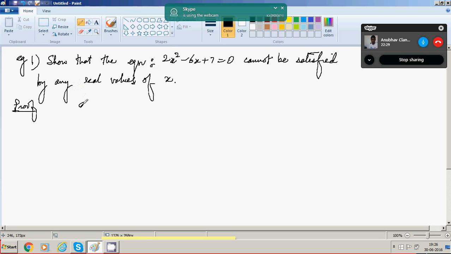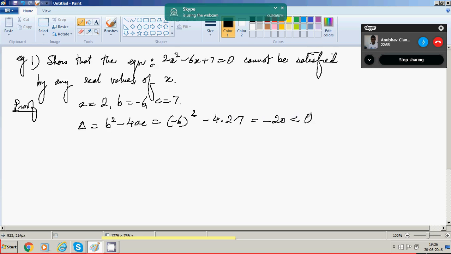So what do we do here? Compare it with the standard equation: a equal to 2, b equal to minus 6, c equal to 7. So the discriminant is b squared minus 4ac equal to minus 6 squared minus 4 into 7 into 2, equal to minus 20. So the discriminant is negative, which implies roots are complex numbers.